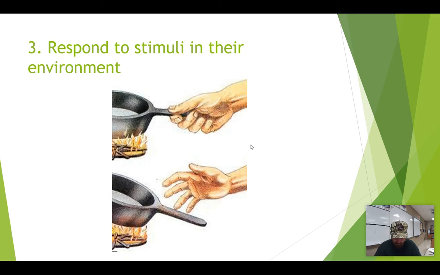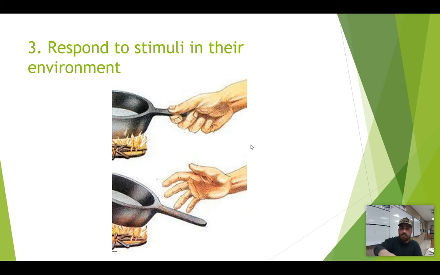The third one, respond to their stimuli in their environment. So the picture here is depicting a hot pan. When the person puts their hand on that pan, your hand automatically snaps off. Now, with that being said, the person didn't think about that pan being hot. He didn't put his hand on it and be like, "Oh, it's hot." No, it was more like, "Put it on there. Oh, it's really hot." Your brain automatically gathers that stimuli and takes your hand off of that hot pan.